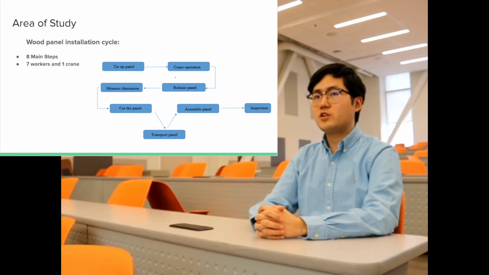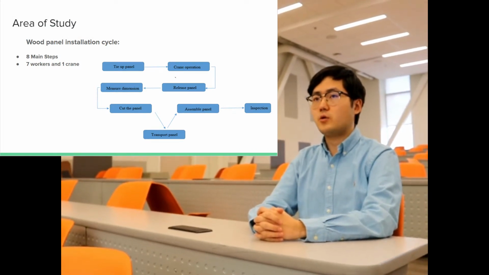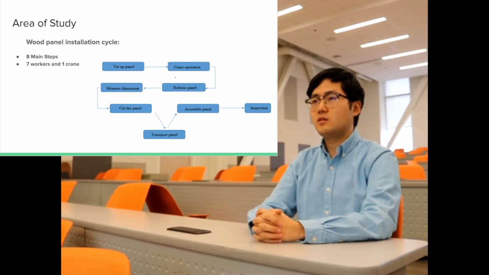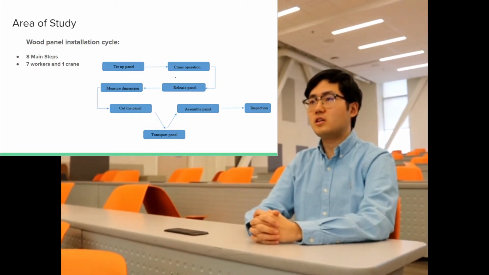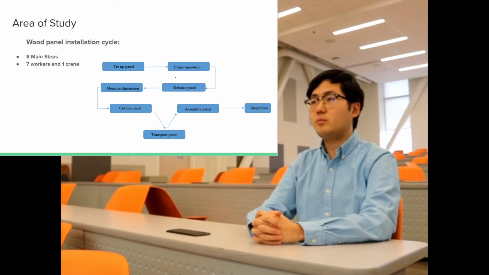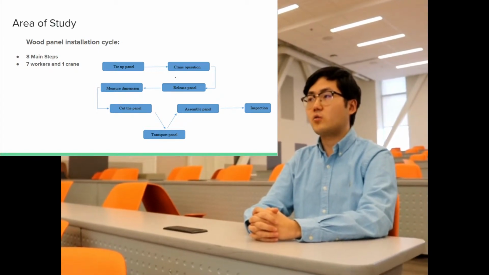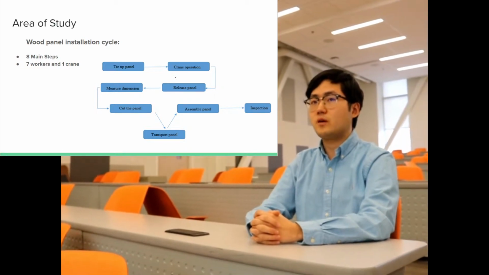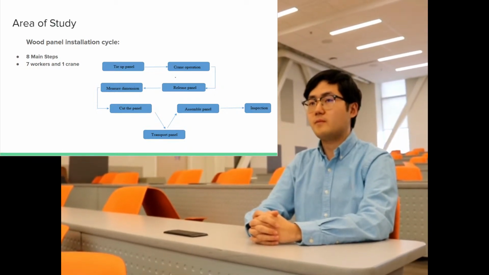Based on our observation, the whole installation cycle requires 8 main steps and it has 7 workers and 1 crane. Firstly, 1 worker will tie up the wood panel to the cable of the crane, and then 1 crane operator will control the crane and lift the panel and transport it from the storage spot to the working area.